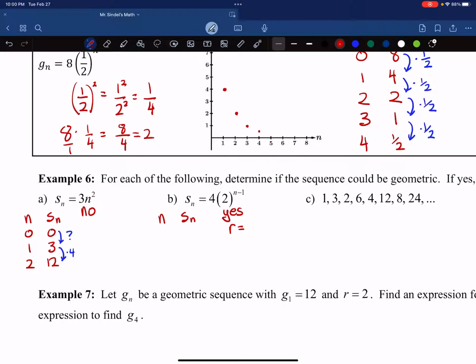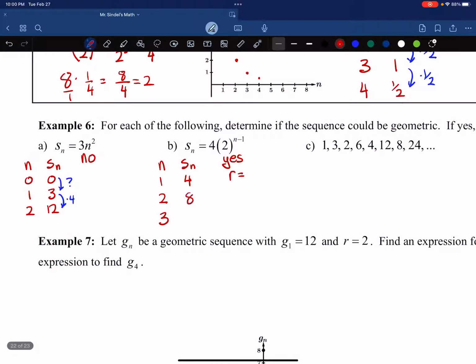So let's plug in 1, 2, and then 3. When I plug in 1, I purposely chose it because it's a nice number. 1 minus 1 is 0. Anything to the power of 0 is 1. So that's all 1, and the answer here is just 4. Now what happens if I plug in 2? That makes this 2 minus 1, which is the power of 1. 2 to the power of 1 is 2, and 2 times 4 is 8. And when I plug in 3, that's 3 minus 1, which is 2. 2 to the power of 2 is 4. 4 times 4 is 16. And we have our table done.